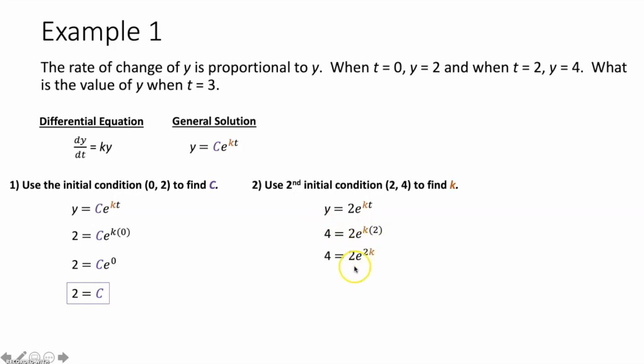I then divide both sides by 2. I get e to the 2k is equal to 2. Well, I need to get this k out of the exponent. So how do I cancel out this e? Well, I take the natural log of both sides of this equation.